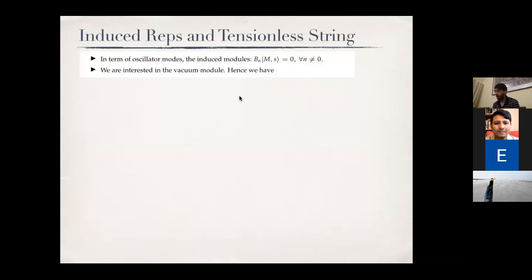So in terms of the oscillator modes, you'd remember that M was, sorry, why doesn't this work? Okay, so maybe I will just write this. M was b into b. So let me erase this as well. So since that was the case, all of the Mn's acting on the state is equal to 0. So that essentially means that all of the b's now acting here will be equal to 0. So we are interested in the vacuum module. So we will have bn acting on this, what we call the induced vacuum, that is going to be equal to 0.